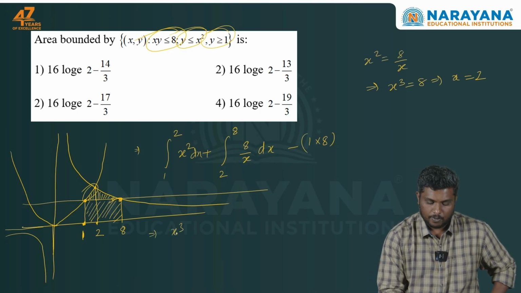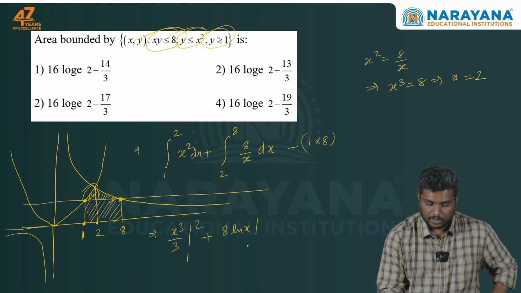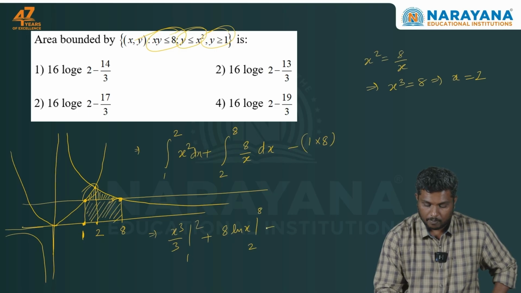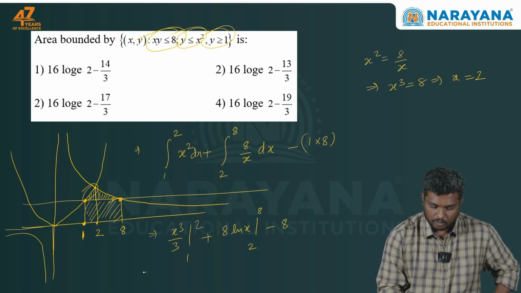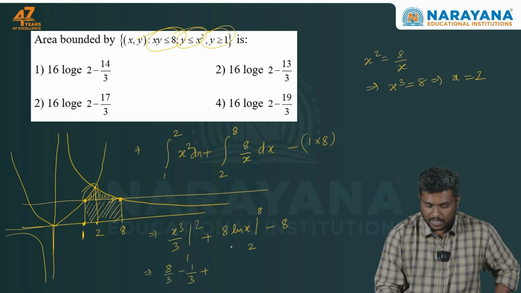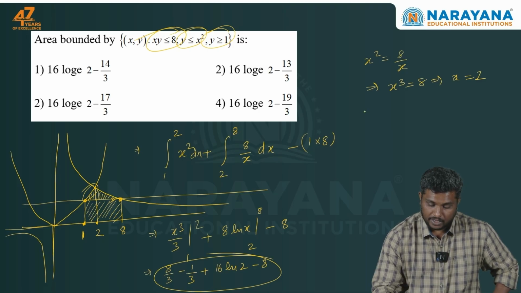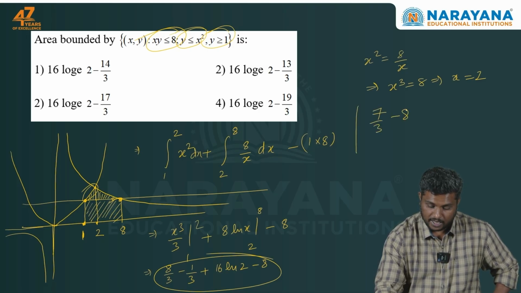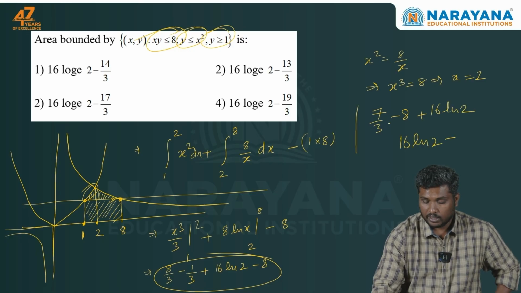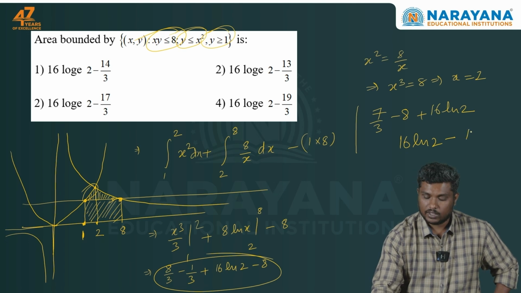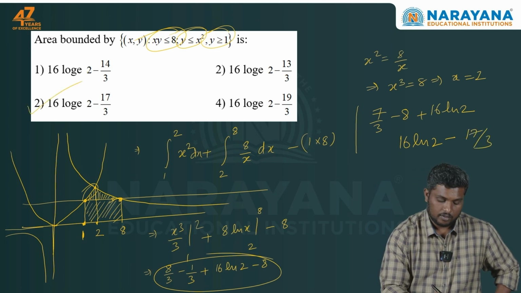And this will be x cube by 3 with limits from 1 to 2, plus 8 log x to the base e from 2 to 8, minus 8. So this is going to be 8 by 3 minus 1 by 3 plus 8 ln 4, which can be written as 16 ln 2 minus 8. Simplifying this, 8 by 3 minus 1 by 3 is 7 by 3, so 7 by 3 minus 8 plus 16 ln 2, which is 16 ln 2 minus 17 by 3. So this will be the right option.